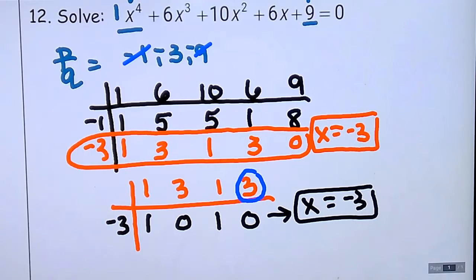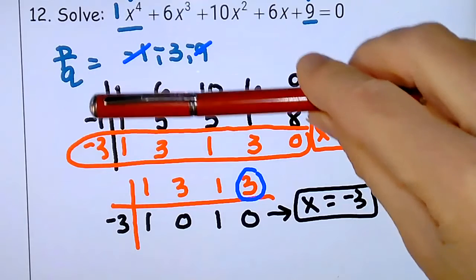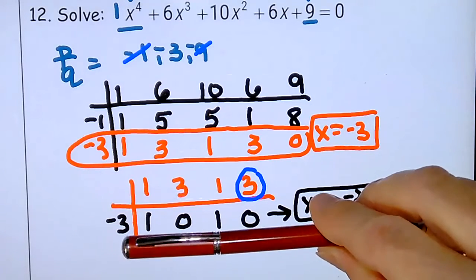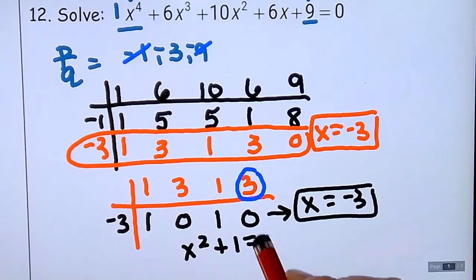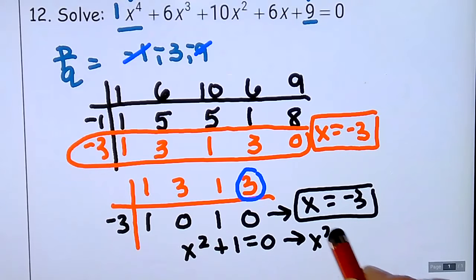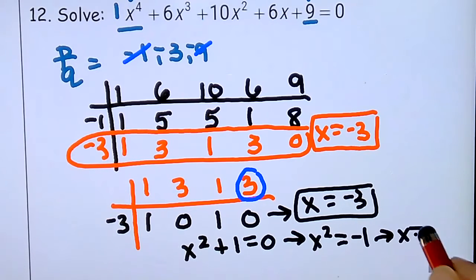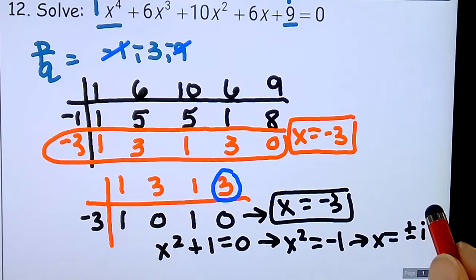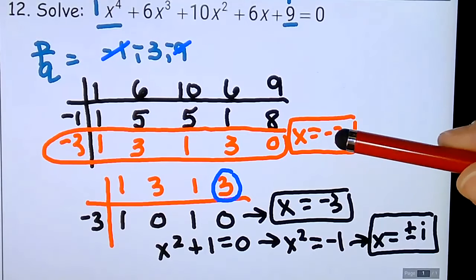And now I'm left with, again, started with a degree 4. Okay, this was my degree 4. Got a degree 3. Took that degree 3. Now this is a degree 2. So I'm going to write out x squared plus 1 equals 0. I am going to subtract 1, get negative 1. I'm going to take the square root. I get x is equal to, and here's where I'm getting conjugates, plus or minus i. So these are my 4 answers, okay?